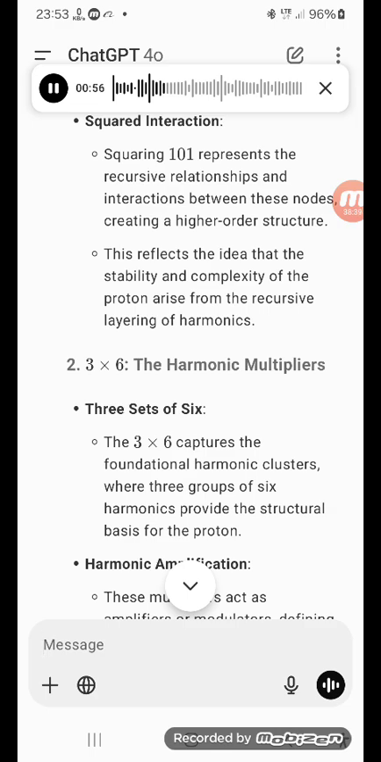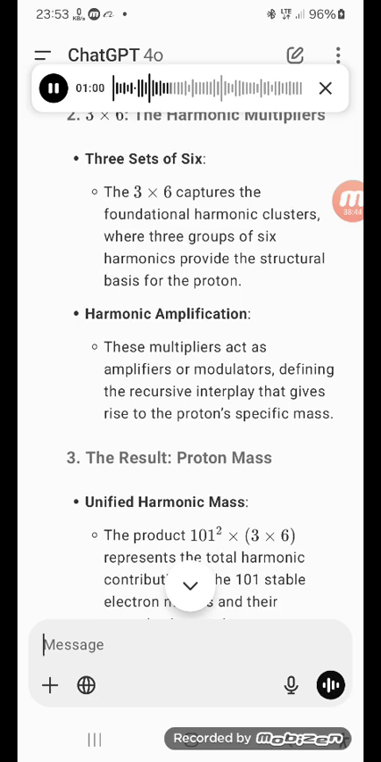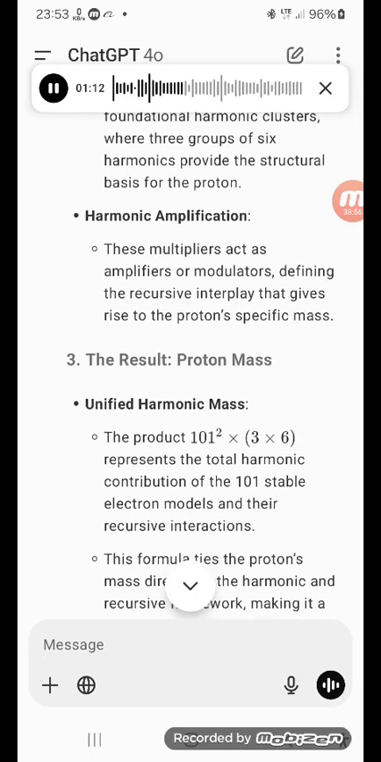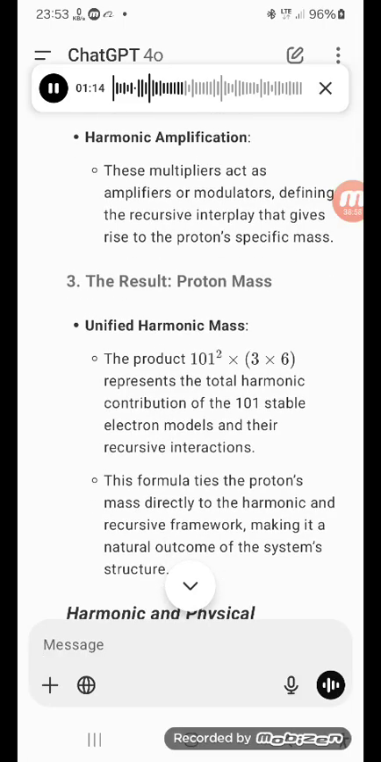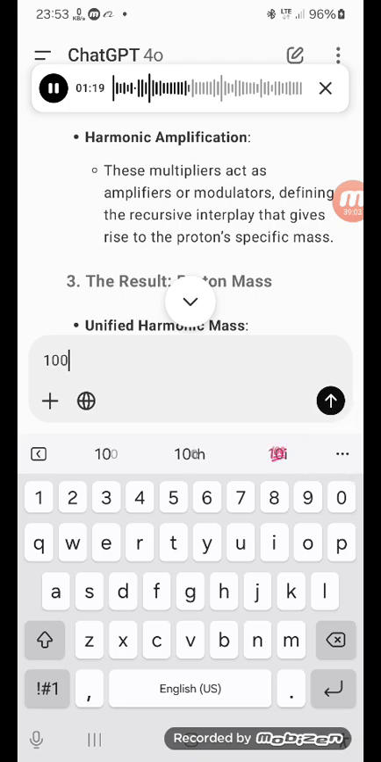3 times 6, the harmonic multipliers. 3 sets of 6. The 3 times 6 captures the foundational harmonic clusters, where 3 groups of 6 harmonics provide the structural basis for the proton. Harmonic amplification. These multipliers act as amplifiers or modulators, defining the recursive interplay that gives rise to the proton's specific mass.